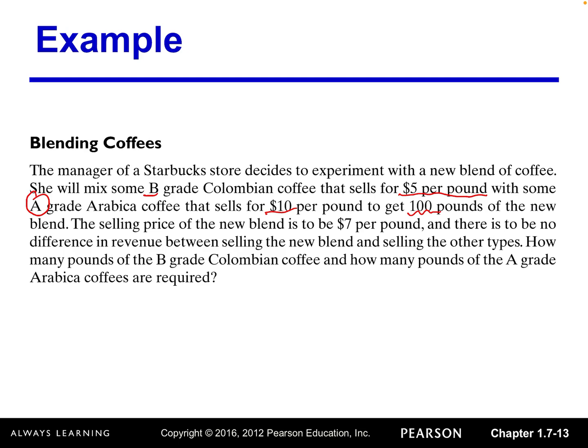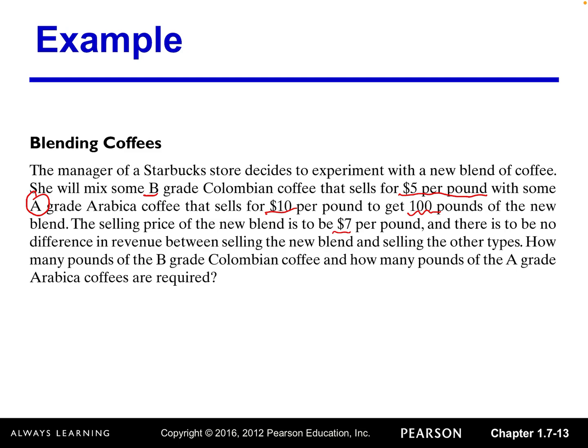The selling price for the new blend is to be $7 per pound, and there's to be no difference in revenue between selling the new blend and selling the other types. And the question is how many pounds of B grade Columbia coffee and how many pounds of A grade Arabica coffee are required.